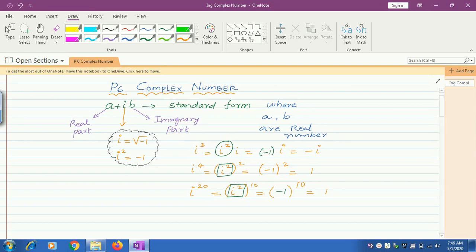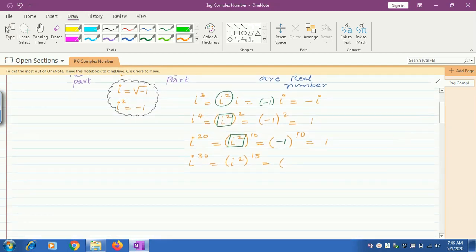Similarly, we will discuss the odd number. If it is an odd number, what happens? If it is i power 30, how will you write it? I can write it as i square to the power 15. Since i square is minus 1, I can substitute here: minus 1 to the power 15. This is an odd power, therefore the value is minus 1. So this is a brief introduction of the complex number.